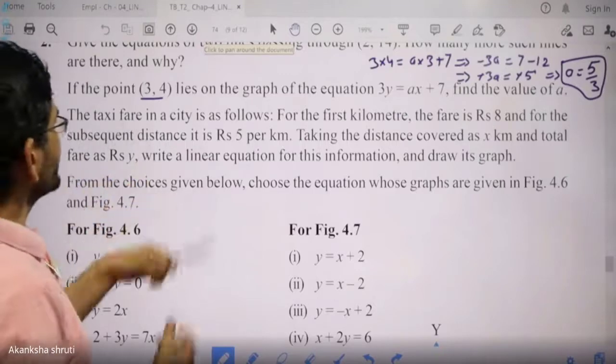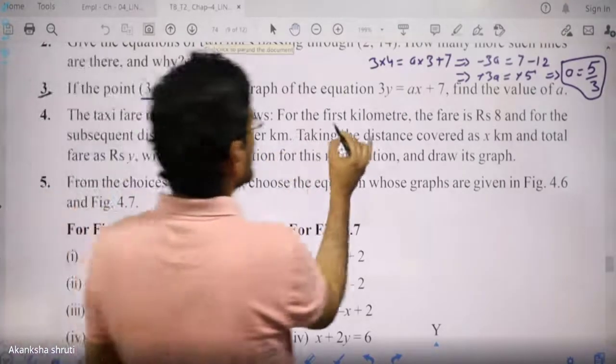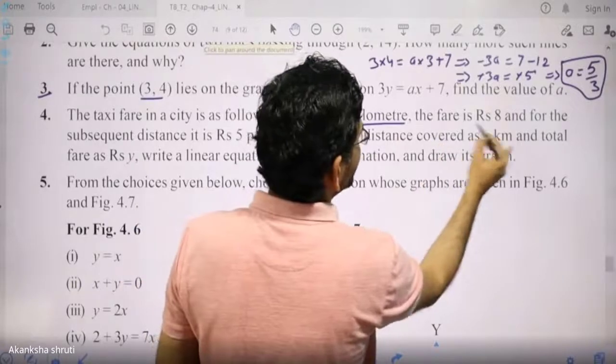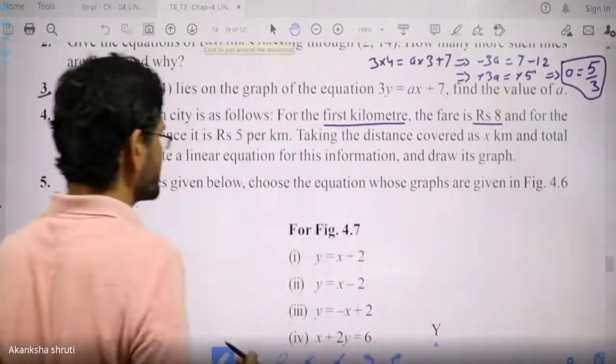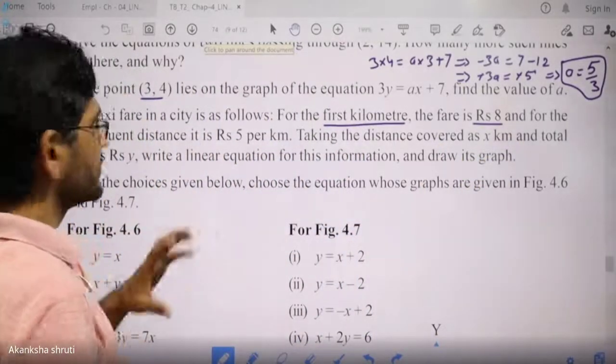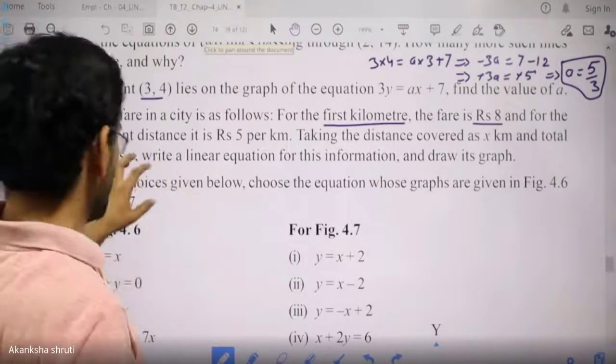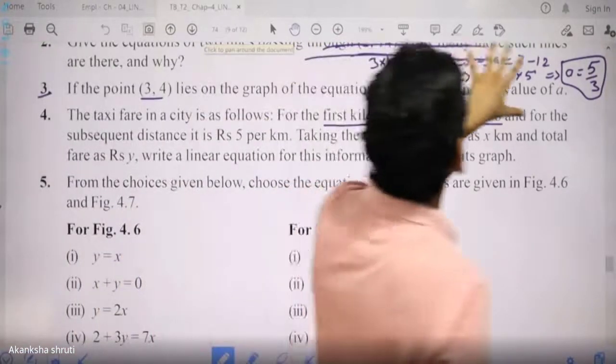The taxi fare in a city is as follows. For the first kilometer, the fare is ₹8. Here we have to frame the linear equation. Just we have learned that concept of framing the linear equation.